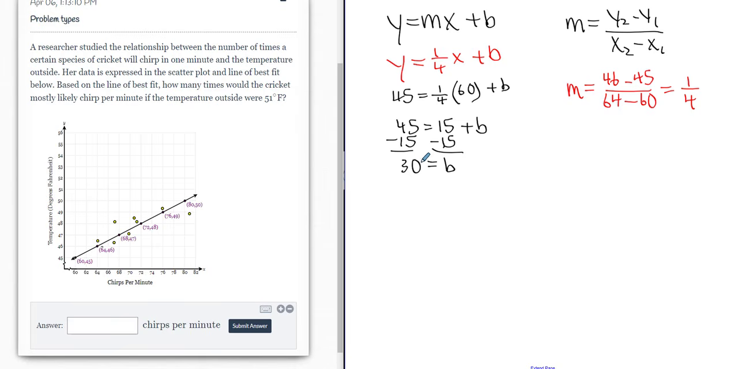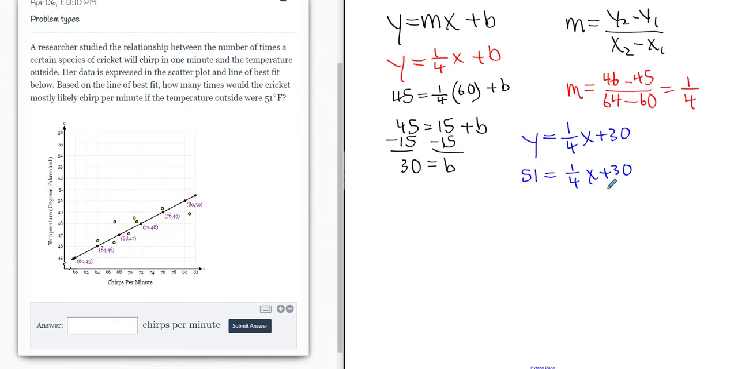So now I have my b value and I have my m value. We can come up with our master equation to be able to solve for x or for y. So I've got y is equal to 1/4 x plus 30. But now notice over here, they said 51 degrees Fahrenheit. Remember, the temperature is measured along the y-axis. So that 51, I'm going to have to plug in for y here. So I should have 51 is equal to 1/4 x plus 30.